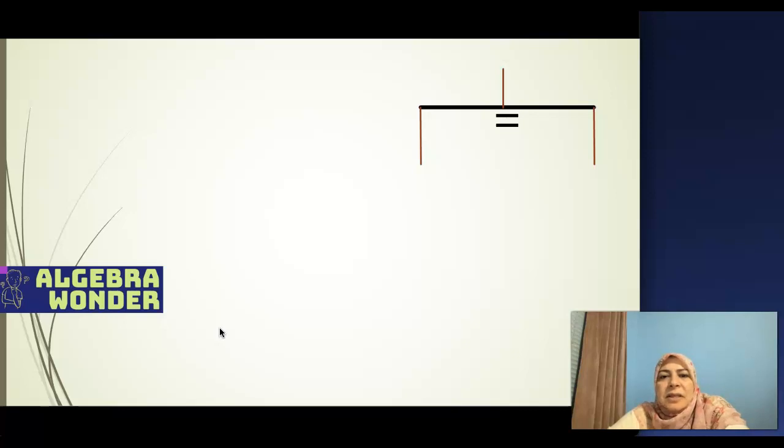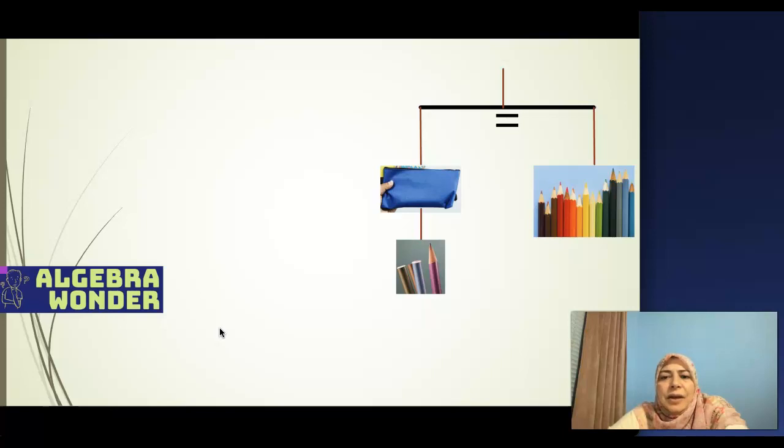I'm going to imagine this is a mobile, which is balanced. I have a bag of pencils and 4 more pencils that match with 15 color pencils. So they're balanced together: the bag of pencils and 4 color pencils will match with 15 color pencils. How many color pencils are in this bag? That is the solution. I need to know how many pencils are in this bag. What is the value of this b? How many pencils are in here?